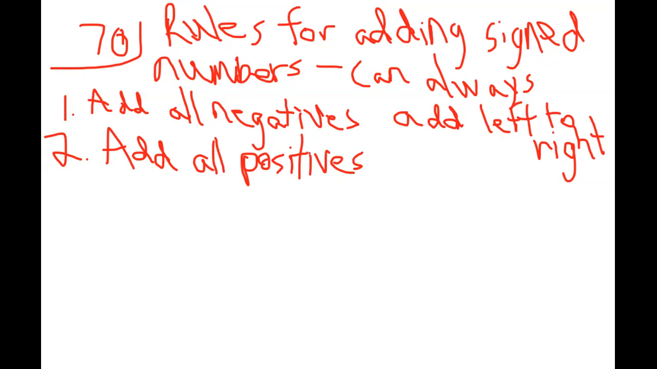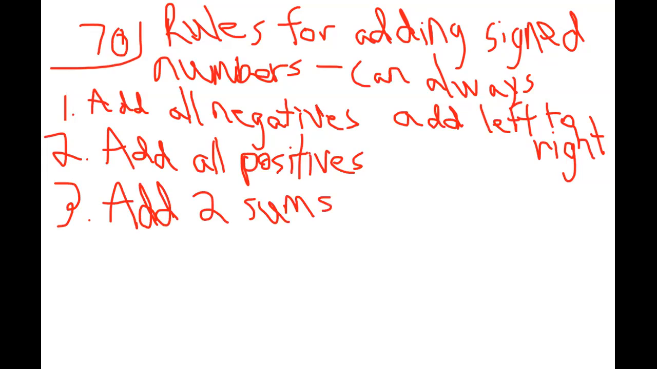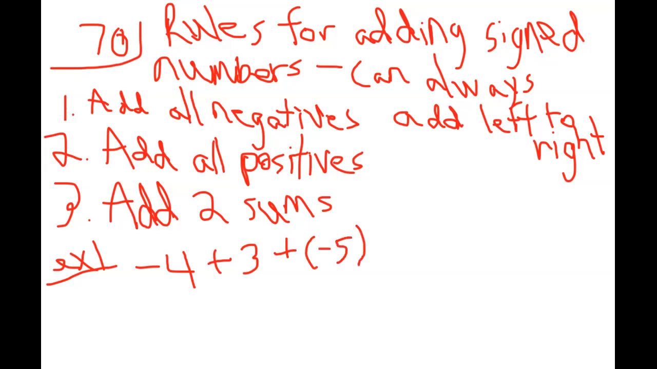And then we'll just use our other rule, right? So then we'll just add our sums, right? So add our two sums. So if we had an example that's already outlined here, we have example 1, we have -4, +3, and we have plus -5, and then we have +7.